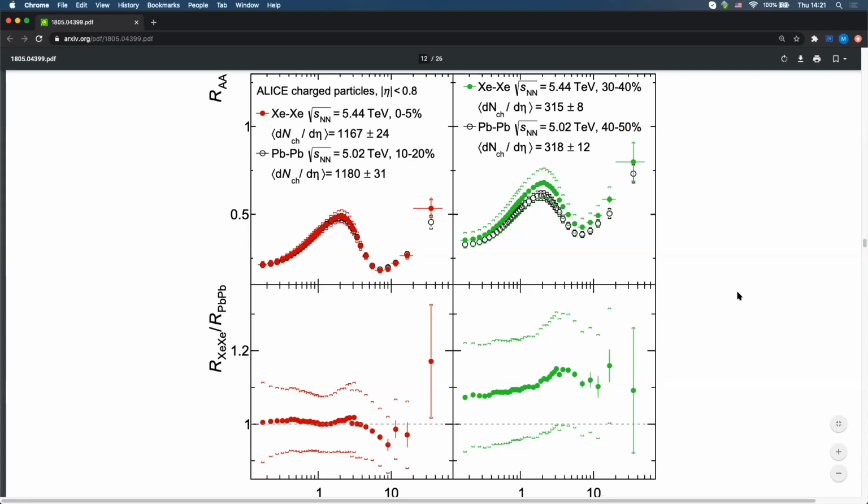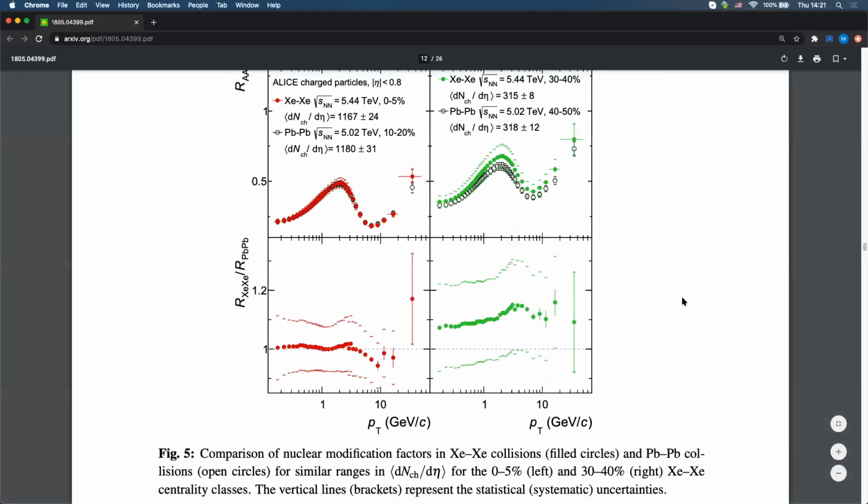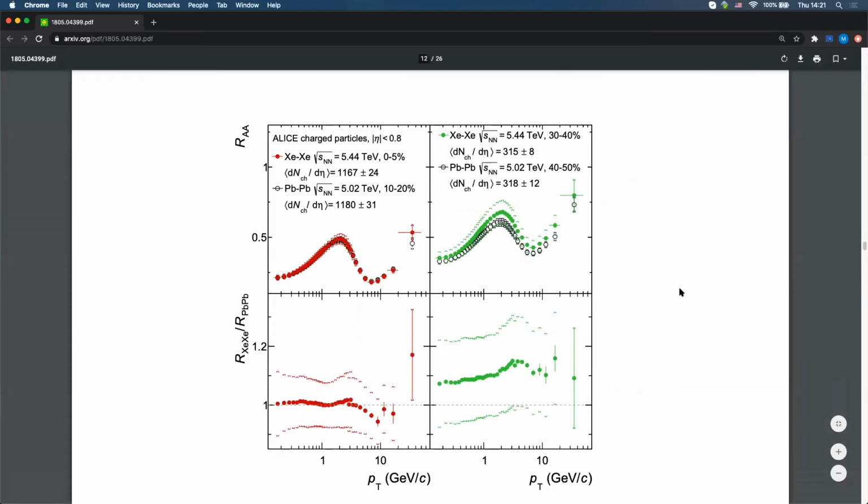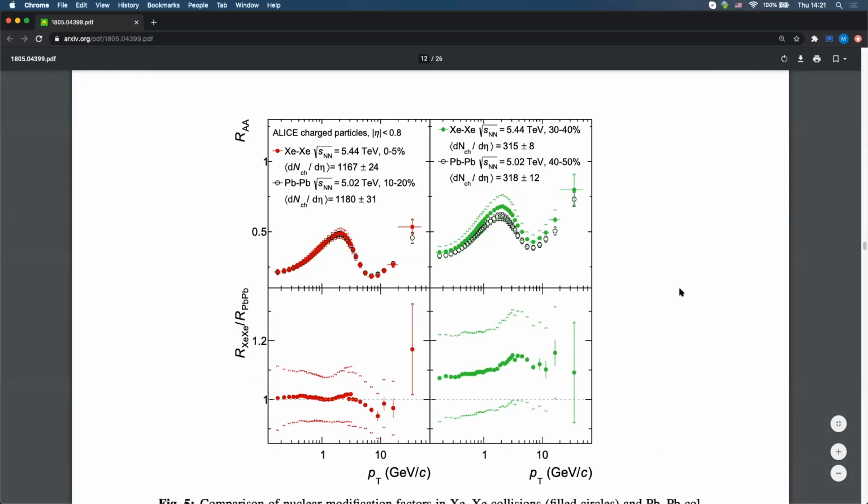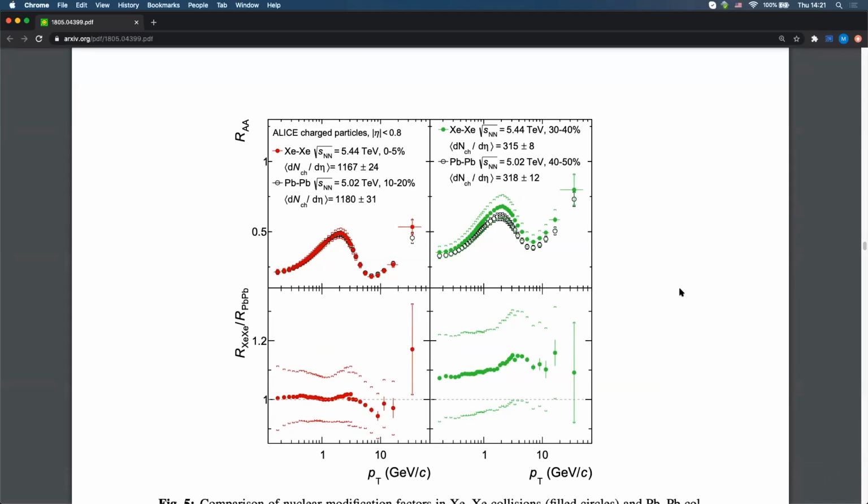Okay. So first, what you did is you changed the centrality so that you can compare the same multiplicity. So this is not exactly the same. If you want to really divide them, you would have to look at both of them being 30 to 40 or both of them being 40 to 50. And secondly, our calculation is only applicable to high pT.